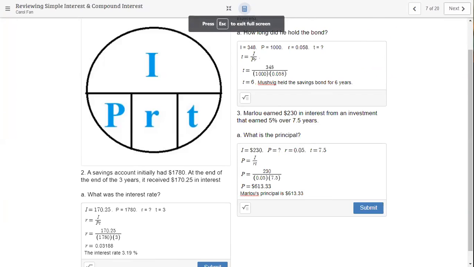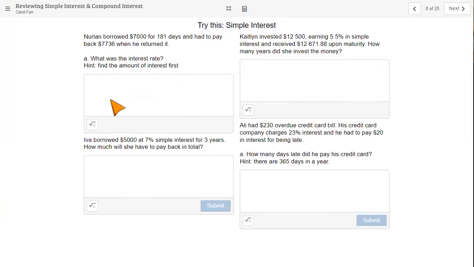Okay, class, let's take up the try this question on simple interest. If you had trouble, please follow along in this slide and take down the notes. I have put comments down on people's work who I did see, so hopefully that was clear. Okay, so Nurlan borrowed $7,000 for 181 days and had to pay $7,736 back when he returned it. What was the interest rate?